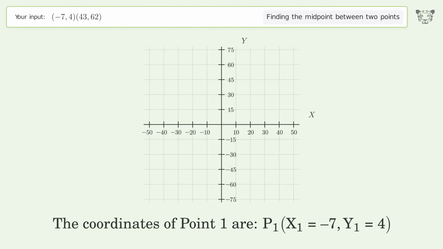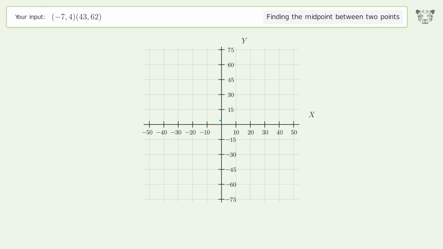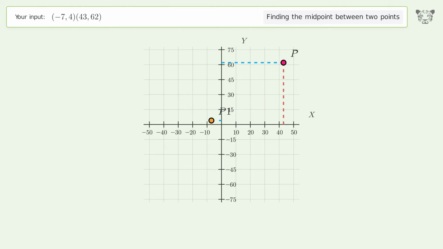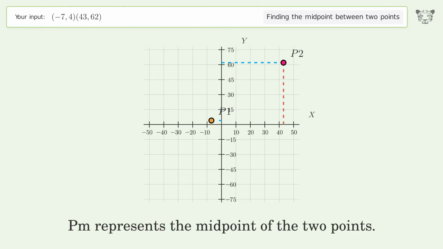The coordinates of point 1 are x1 equals -7, y1 equals 4. The coordinates of point 2 are x2 equals 43, y2 equals 62. PM represents the midpoint of the 2 points.